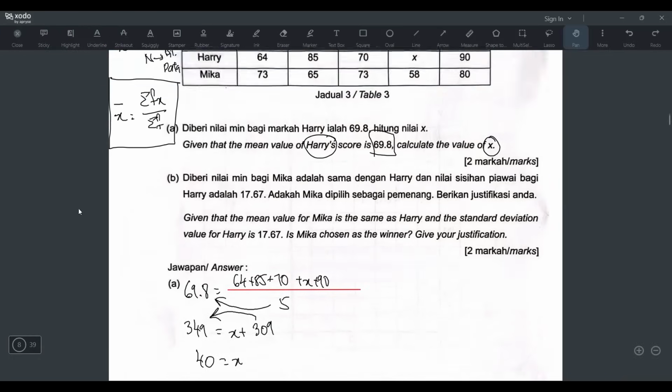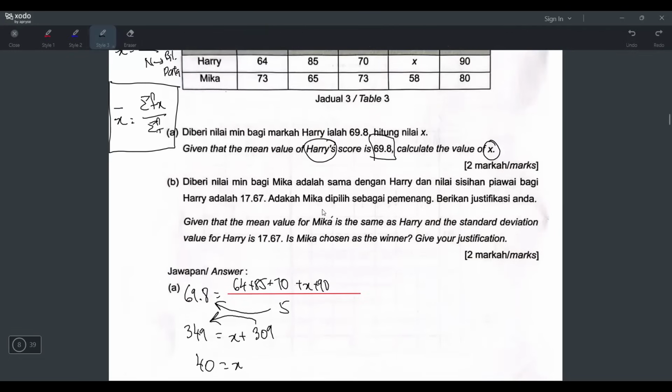Now let's do B. Given that the mean value for Mika is the same as Harry. Oh, what does that mean? Mika's mean is the same as Harry's mean. But Harry's mean is 69.8, right? Okay, so I want to find Mika's mean. I want to see whether they are being honest or not, whether they are lying to me. So let's find Mika's mean quickly.